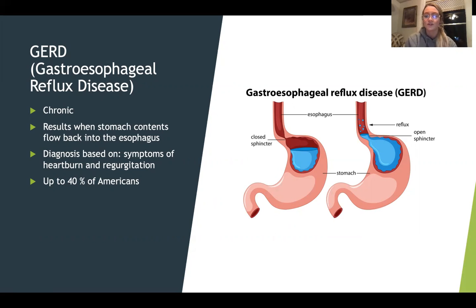It can be painful. So here's a picture of the stomach, and the blue is the stomach acids and juices. The sphincter, which we can see on the left, is closed, whereas on the right, when the sphincter opens, it can cause reflux, and the juices and acid can come up into the esophagus, and that's when you experience the pain and symptoms of heartburn.